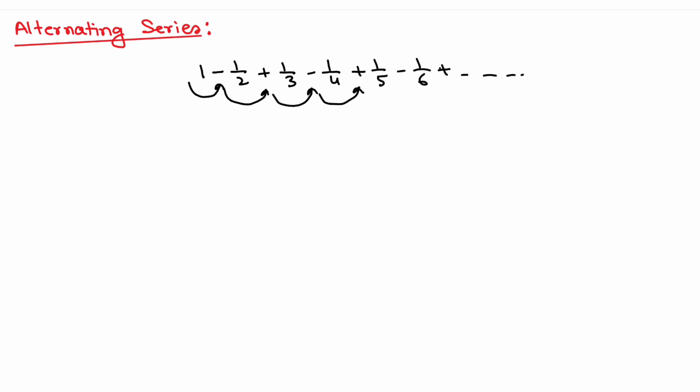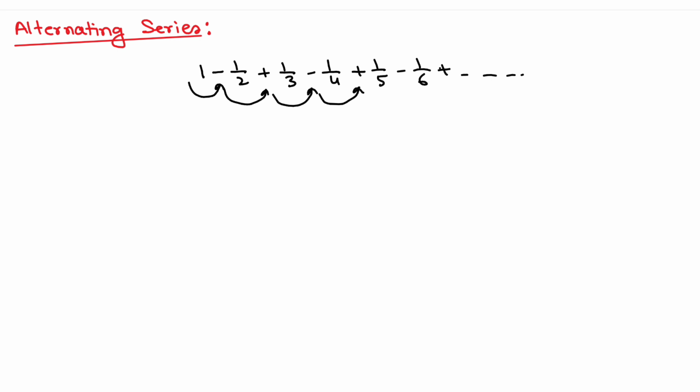For example, suppose I am writing 1 minus 1/2 plus 1/3 minus 1/4 plus 1/5 minus 1/6 plus and so on. Here you can see that the signs alternately change: first plus, then minus, minus then plus, plus then minus, and so on. This type of series is called an alternating series.